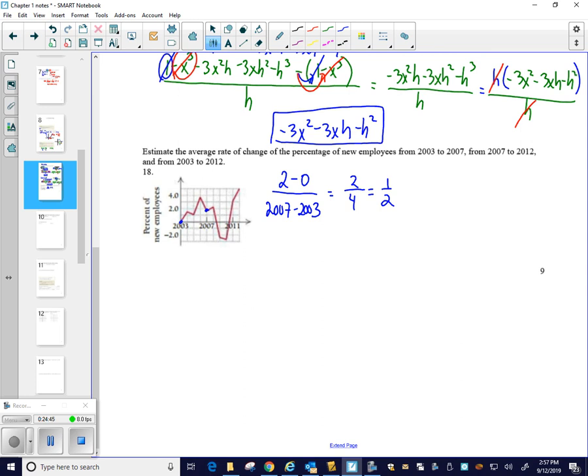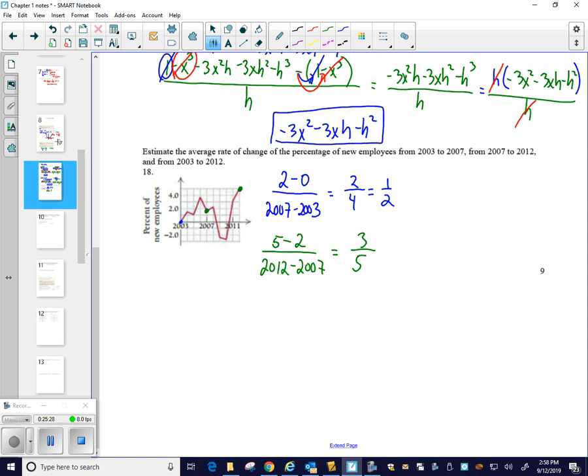The second one, let's see, I'll do this one in green. We want to go from 2007 to 2012. So 2007, again, is right there. 2012 is right there. So the y value at 2012 looks like it's 5. The y value at 2007 is 2, so there's the change in the y's. And then over 2012, because that went with the 5, minus 2007, which is going to be 3 over 5. And as a decimal, that would be 0.6. So that would be a 0.6 or 60% rate of change.